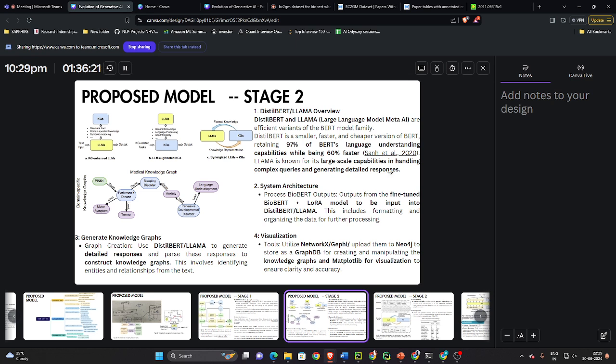So this is the question between DistilBERT and Llama. What's DistilBERT? DistilBERT is just a smaller, faster, cheaper version of BERT that can run on your local machines, almost as good as BERT itself. It retains 97% of BERT's understanding and runs 60% faster.